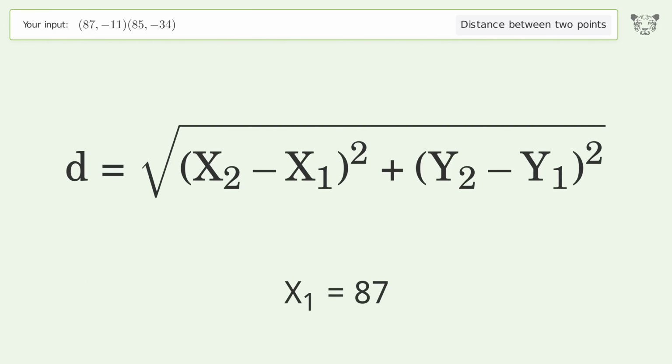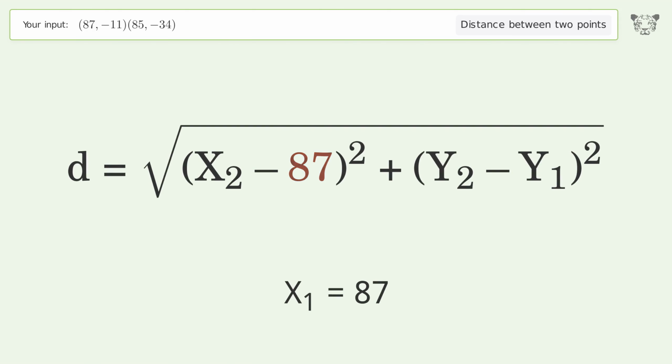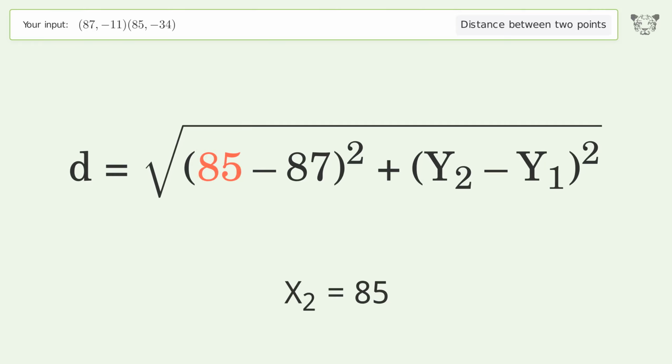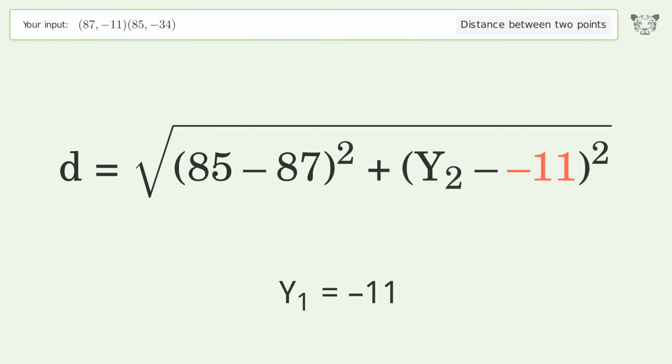x1 equals 87. x2 equals 85. y1 equals -11. y2 equals -34.